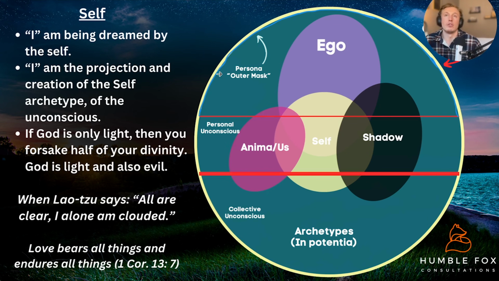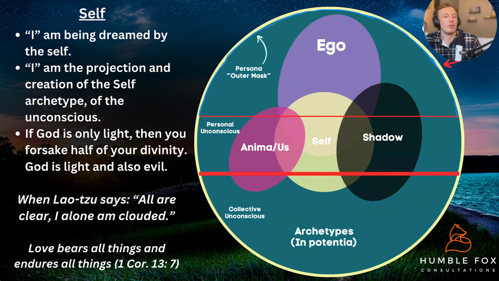One way of looking at this, the self is not the I. The I is the ego, and the ego is being dreamed by the self. And the I, once again, I am the projection and the creation of the self archetype of the unconscious. So the I is the projection of the self. And that can be a little complex to understand.